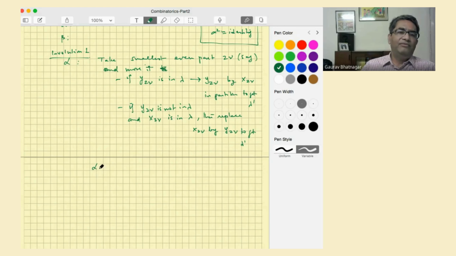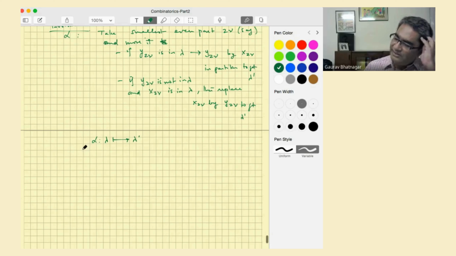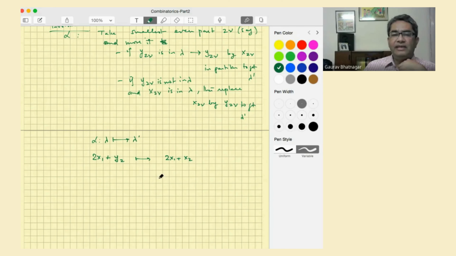So basically what is alpha doing? Alpha is taking lambda to lambda prime, and this is what it's doing. So for example, let's see, we have 2x1 plus y2. Here 2 new, the smallest part, and this will go into 2x1 plus x2. And if we have this thing, then obviously it will come back. So this is an example of alpha.